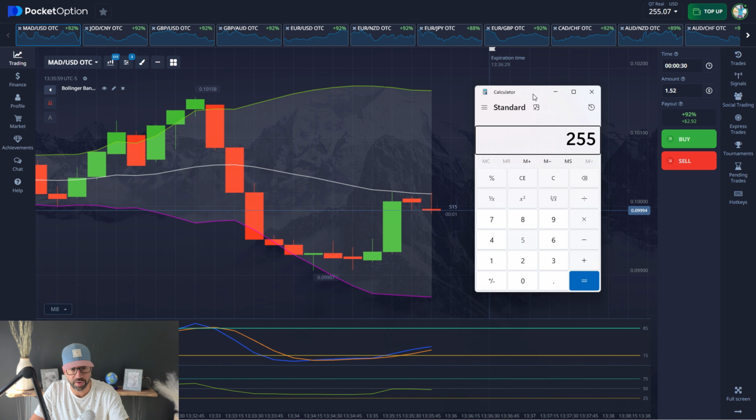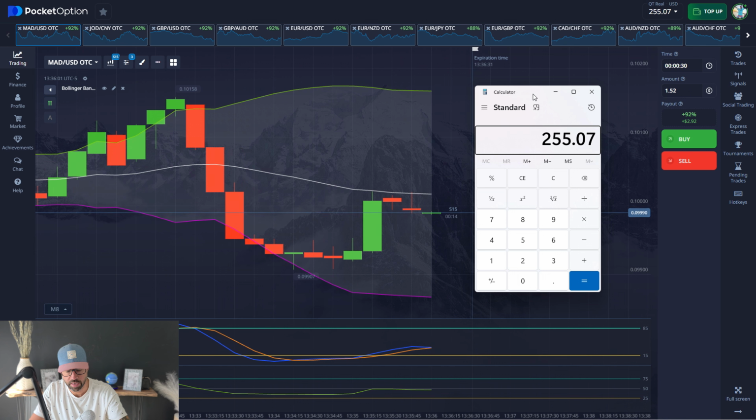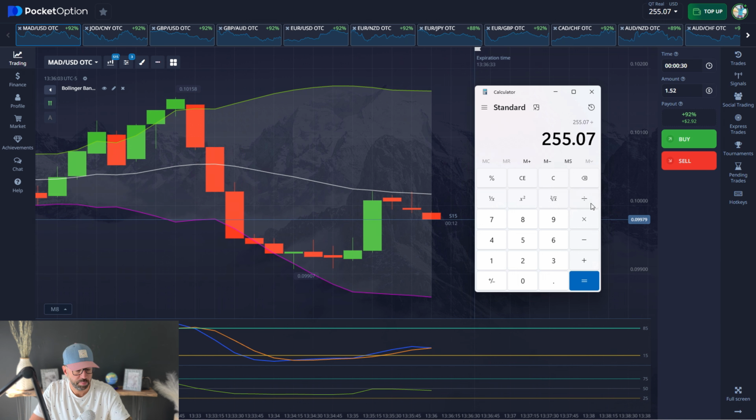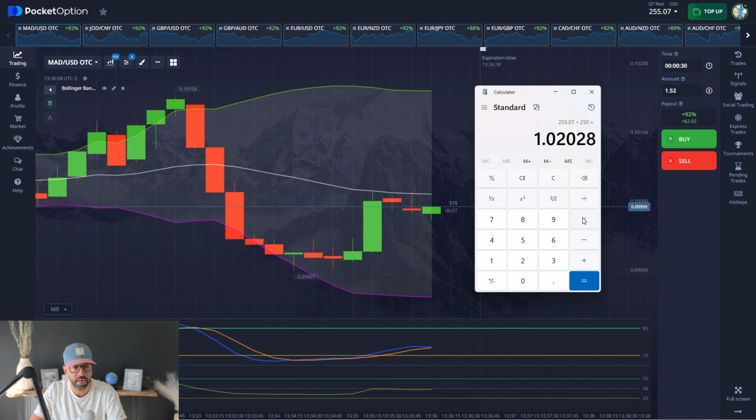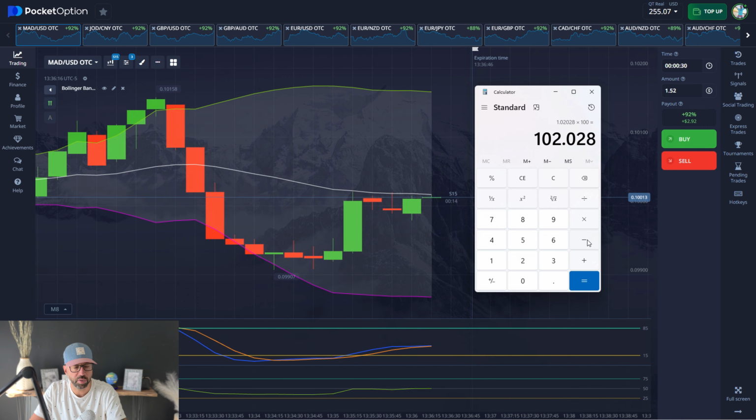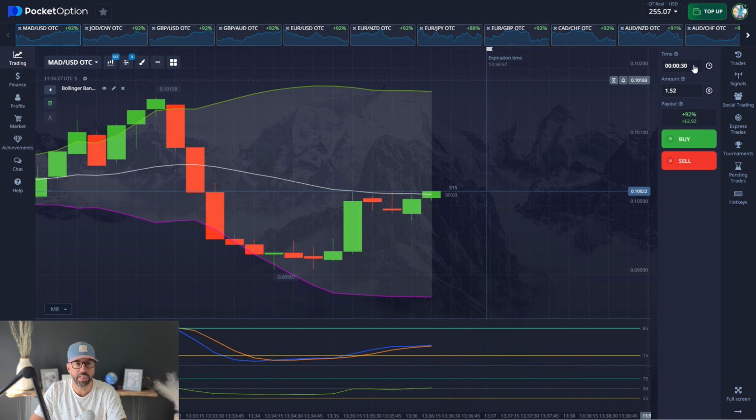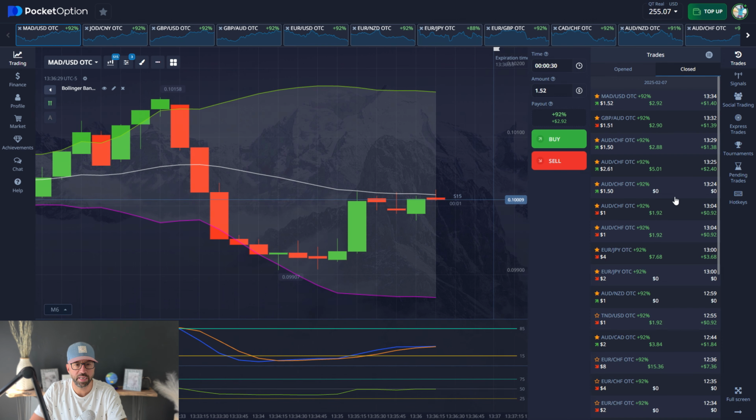So what we do is 255.07, and we divide that by our starting amount, 250. And then we times this by 100. And we are at 102.028%, and then we minus 100, because I want you to see what the percentage is. So today we earned 2.028%. Perfect.